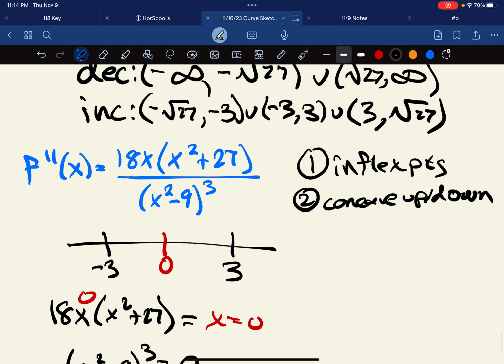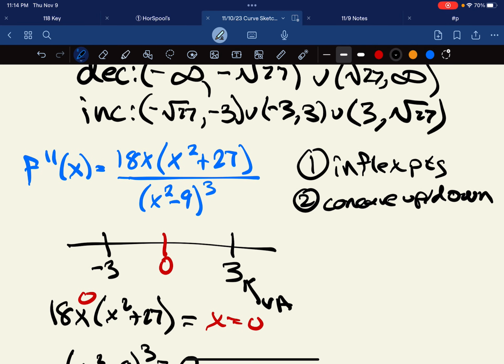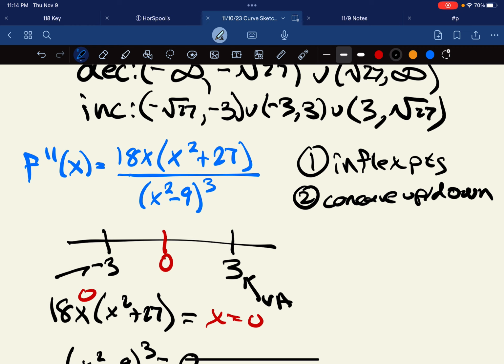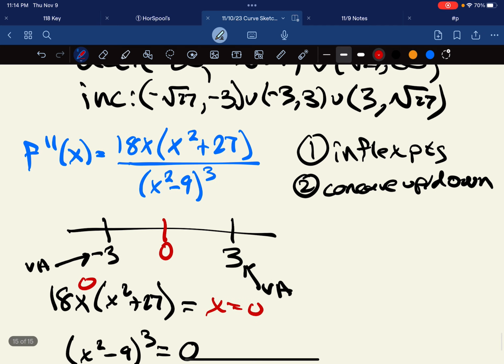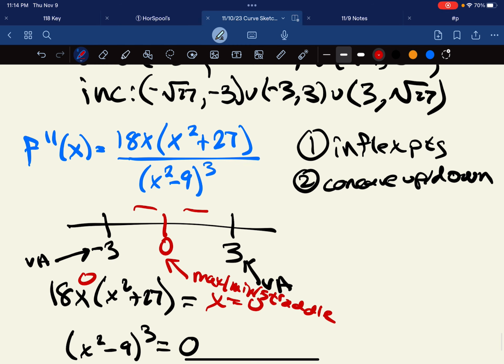And let's just notice right away, we got this from our denominator, and we got this from our denominator. So these are going to be vertical asymptotes. We got this from our numerator. So this is going to be either a max, a min, or a straddle. A straddle is where it's either negative, negative, or positive, positive. Maxes and mins are where they switch on either side.